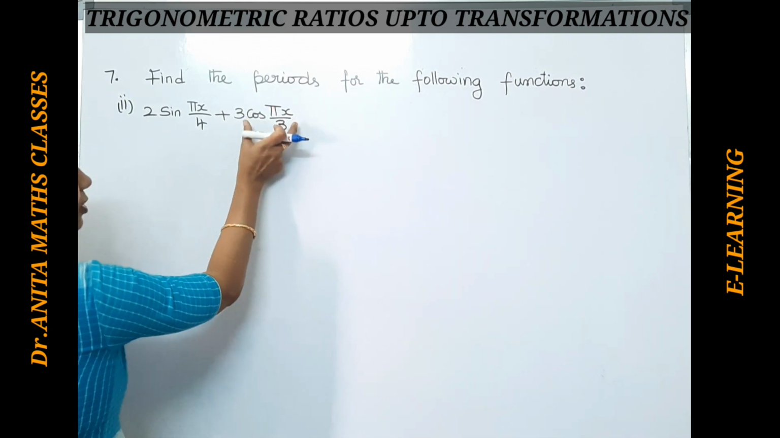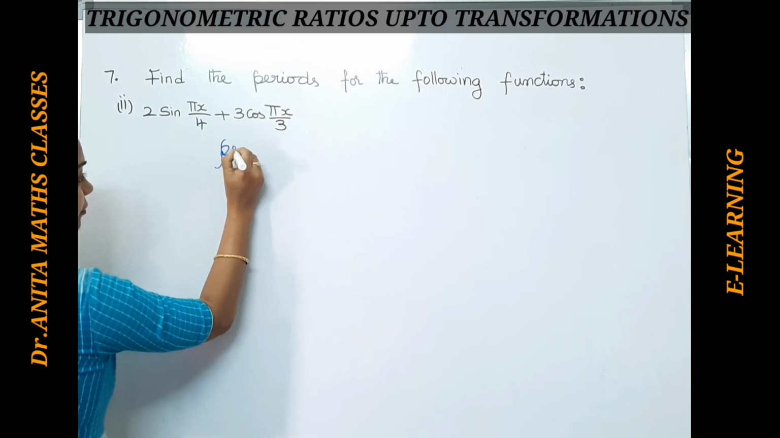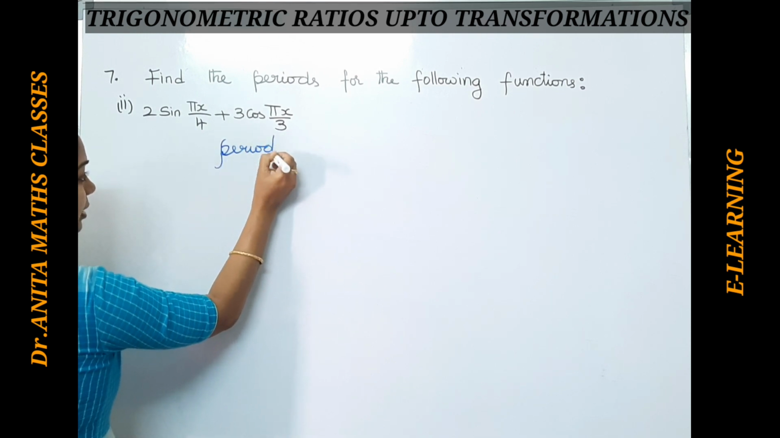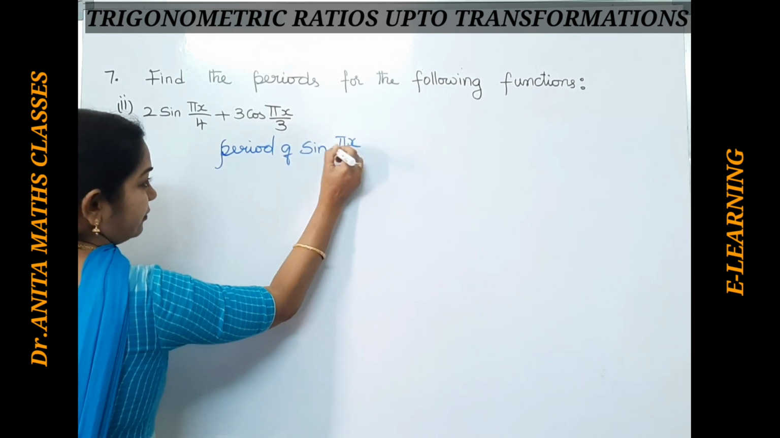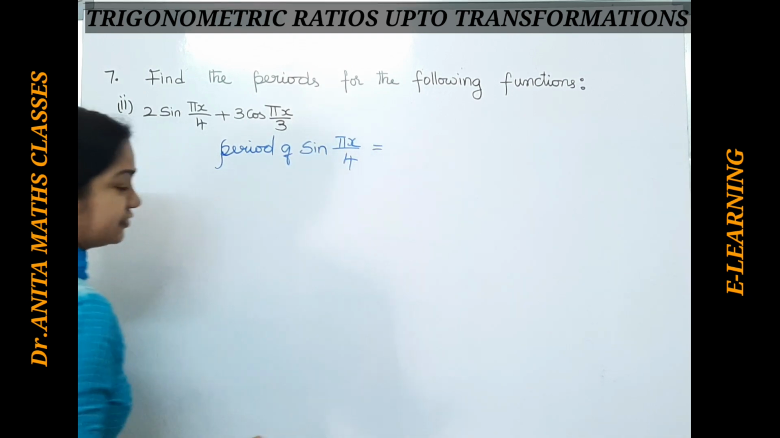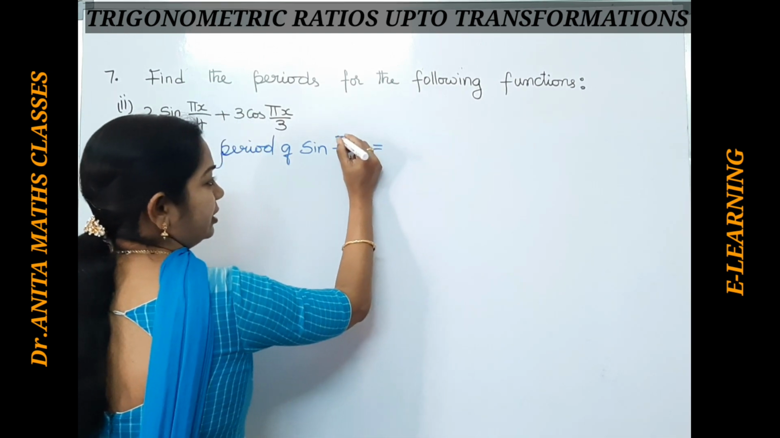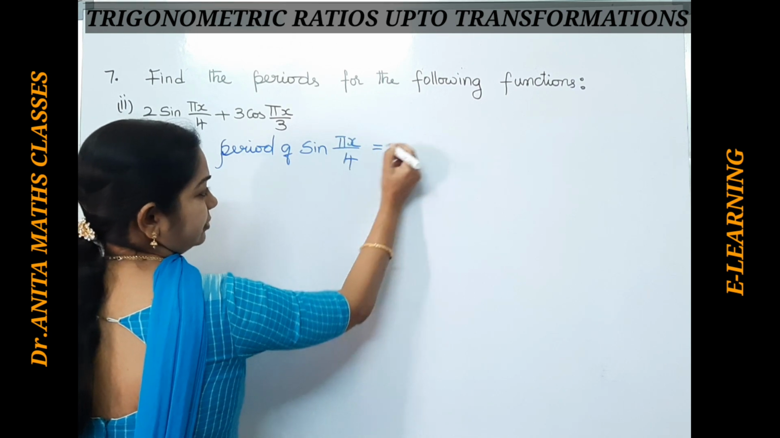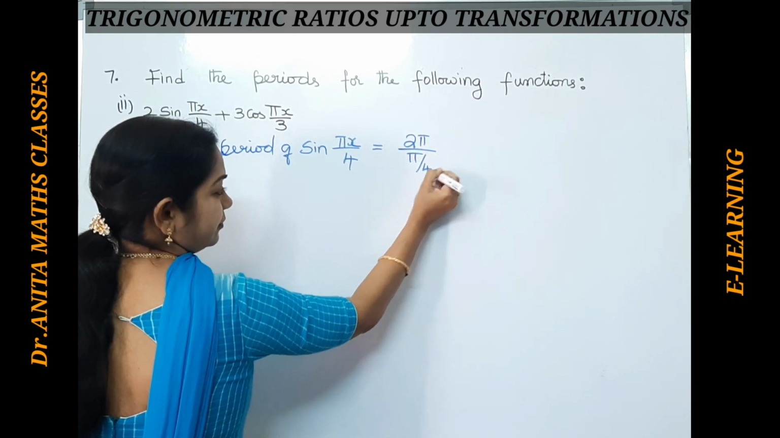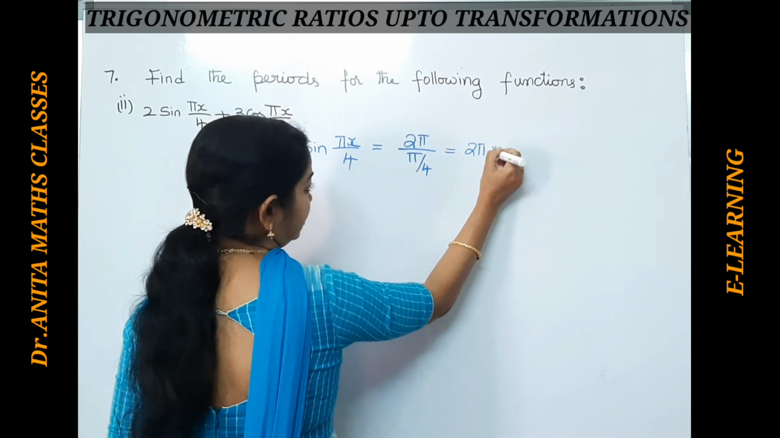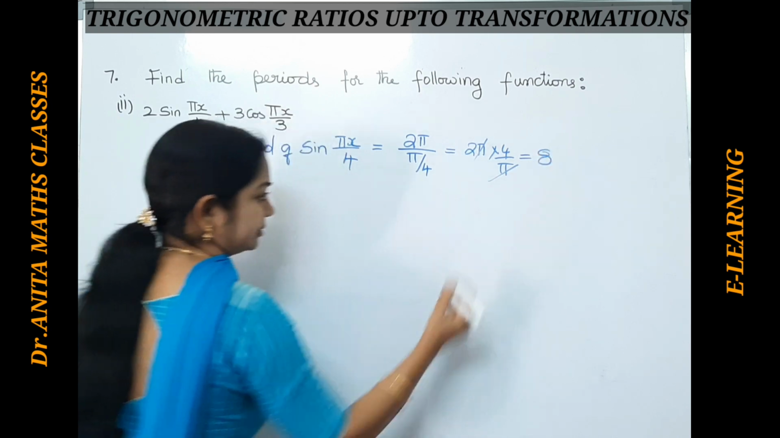Here, see, cos and sine functions are there. Let us find out the period of sine of pi x by 4. We know that the period of sine x is 2 pi by k. Here the k value is pi by 4. So 2 pi by pi by 4. Now that comes to 2 pi into 4 by pi. So pi cancels. This is 8.